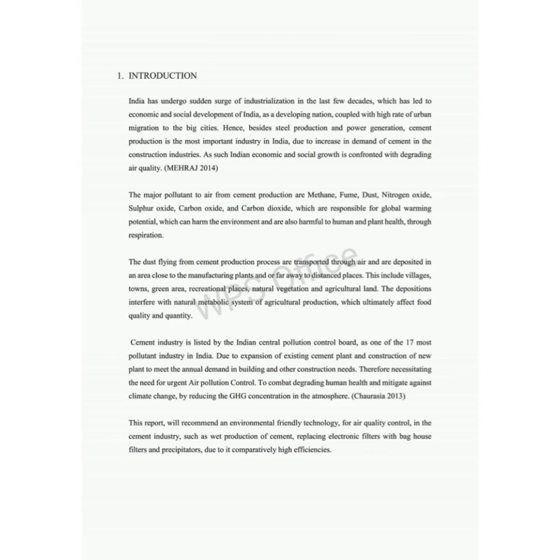The cement industry is listed by the Indian Central Pollution Control Board as one of the 17 most polluting industries in India. To combat degrading human health and mitigate climate change by reducing GHG concentration in the atmosphere, this report will recommend environmentally friendly technology for air quality control in the cement industry, such as wet production of cement, replacing electrostatic filters with baghouse filters and precipitators due to comparatively high efficiencies.